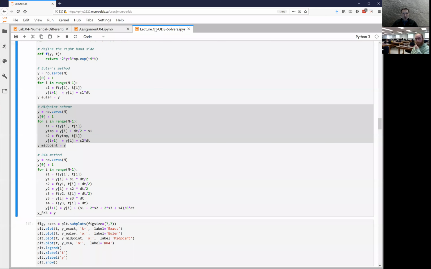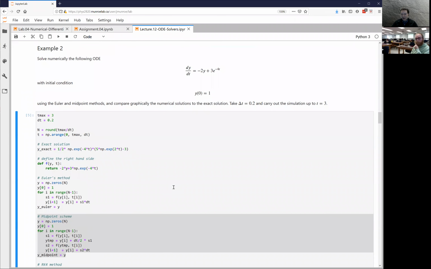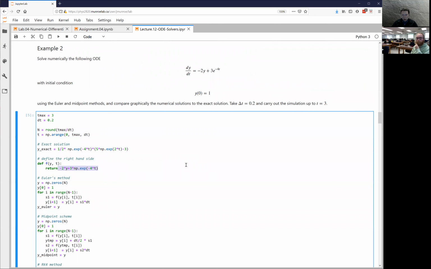Okay, Kayla's noticed something in the solution. She's saying, isn't the function minus 2 times y plus 3 times e to the minus 4t? The function is indeed minus 2 times y plus 3 times e to the minus 4t. Kayla, do you have a comment or a question about that? I agree with you. Were you confused with the exact solution?